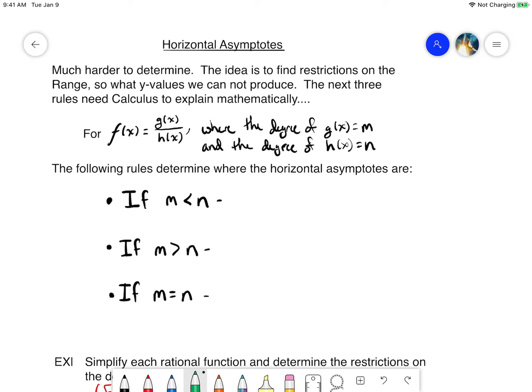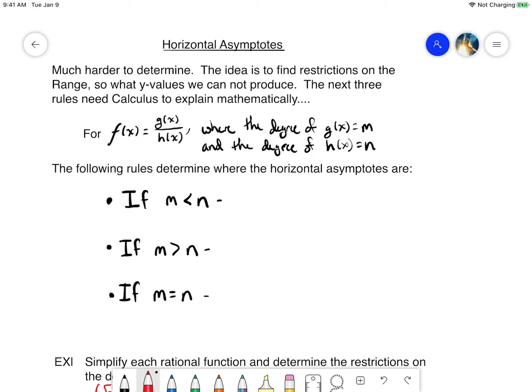Hey guys, welcome back. So last week we talked about vertical asymptotes and points of discontinuity such as holes and things like that. The one we didn't really talk about is horizontal asymptotes, and the reason we didn't is because they are much harder to determine.